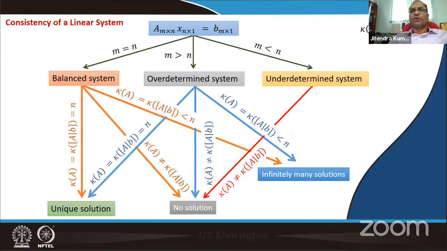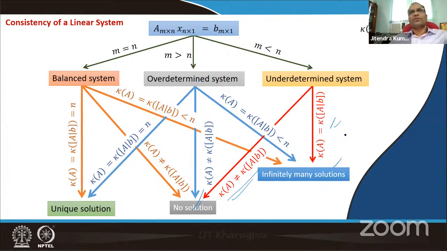And for an underdetermined system, we don't have a situation of unique solution. So we have these two scenarios. One is when the ranks are not equal, so there is no solution. And when the ranks are equal, then you have infinitely many solutions. So there is no situation where you can have a unique solution in this case.